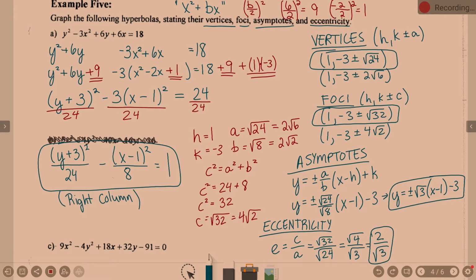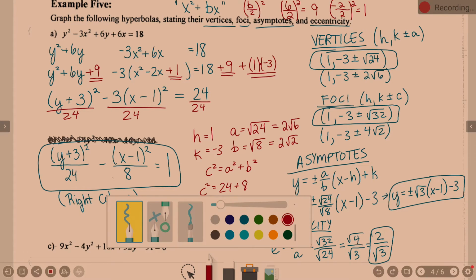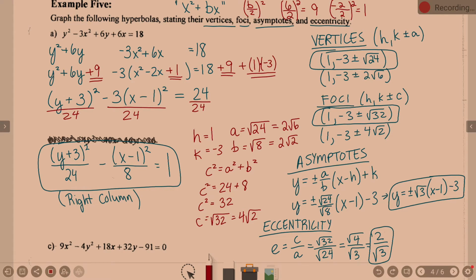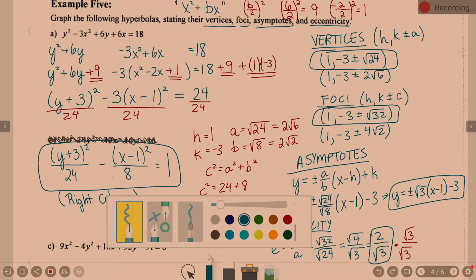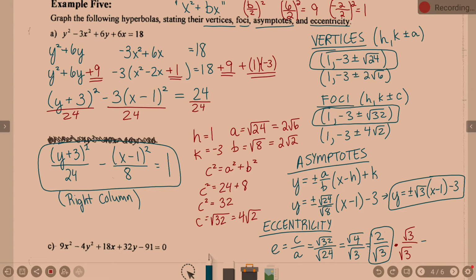Or how do I rationalize? If we're going to rationalize, how do you get rid of a square root of 3 in the denominator? You multiply by itself, square root of 3. If you multiply the top and the bottom by square root of 3, then 2 times square root of 3 is 2 square root of 3 over, what is square root of 3 times square root of 3? That is 3.